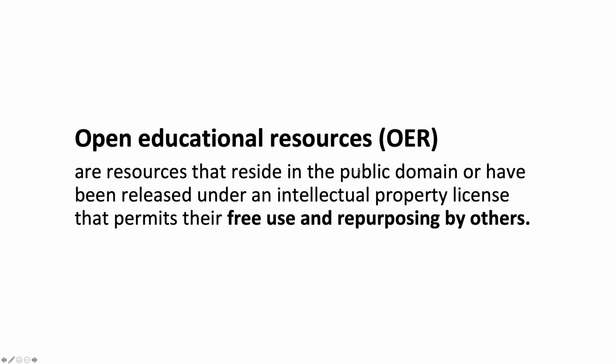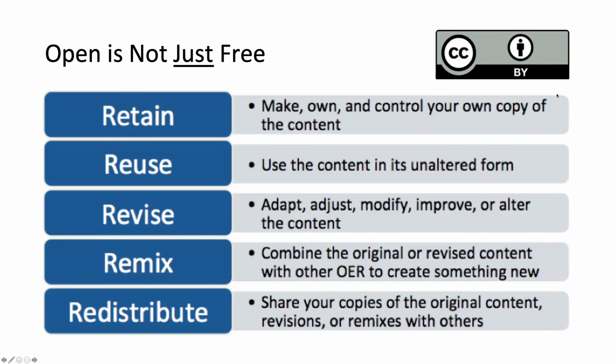What we mean when we say openly licensed, many of you are familiar with what has been commonly called the 5 R's. When something has been openly licensed under a Creative Commons license, and the most open of those is CC BY, it gives you permission to retain it, reuse it, revise it, remix it, or redistribute. By retain, we mean you can own and control your own copy of the content. It's something that you get to hold on to forever. If you've downloaded it, it's on your hard drive, you get to continue to hang on to it.